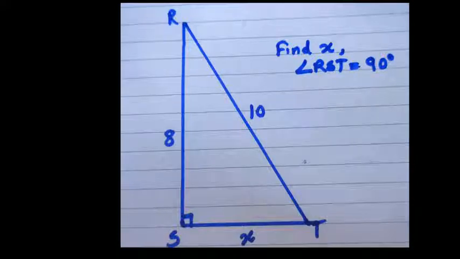Therefore, x square equals 10 square minus 8 square. 10 square is 100, 8 square is 64. So x square equals 100 minus 64, that is 36. Now x square is 36, therefore x must be the square root of 36. The square root of 36 is 6. So the value for x here is 6. That's our fifth problem.